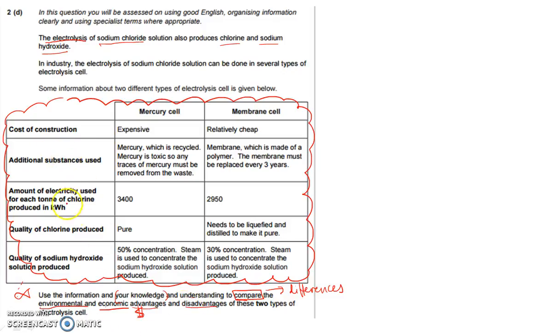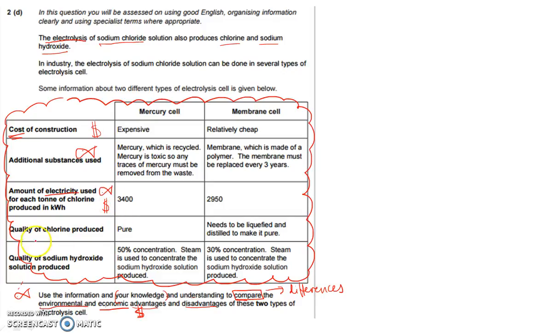Look here, folks. We've got information here. 5 bits of information. 1, 2, 3, 4, 5. So we've got the cost of construction. So straight away, cost equals economic. So we can think money. Additional substances used. So substances, we're talking about chemicals. So this is going to be important for the environment. The amount of electricity used. So if we're talking about electricity, how do we make electricity? Burning fossil fuels. So that's environmental. But then also, someone's got to pay for electricity.